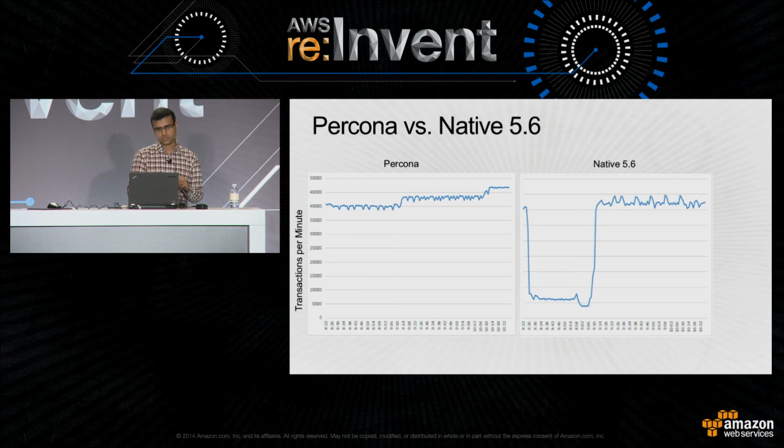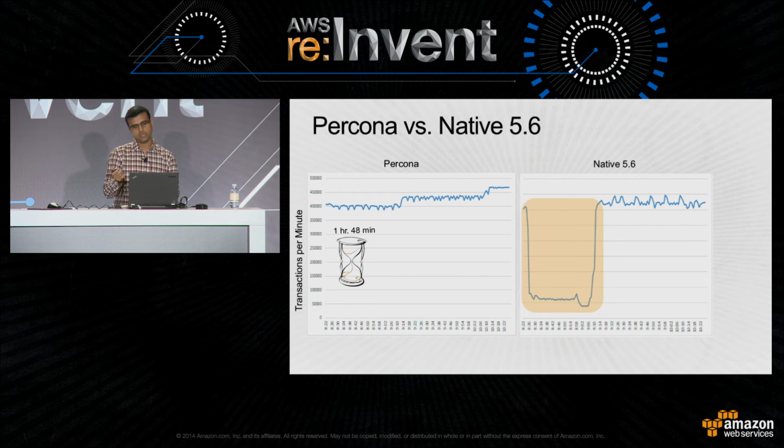So here is a comparison between the Percona option and the native 5.6 option. You can see that the performance kind of tanks for about 45 minutes or so while the schema change operation is in progress. On the Percona side, there isn't that kind of a performance impact. However, the Percona toolkit option takes about 1 hour 48 minutes, whereas the native option completes within 45 minutes. So if time to complete is important, you might want to consider the native option.